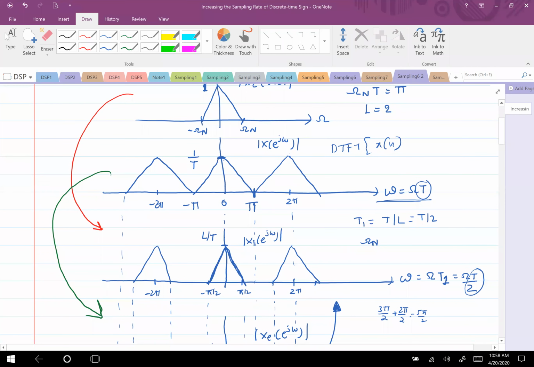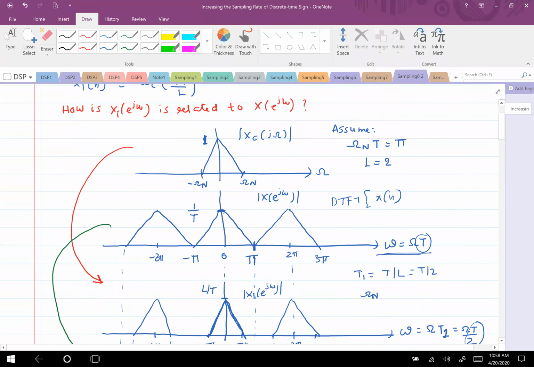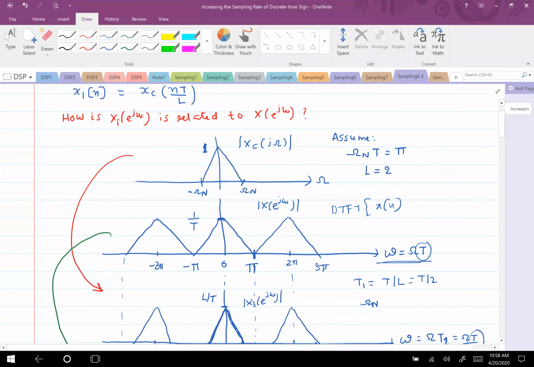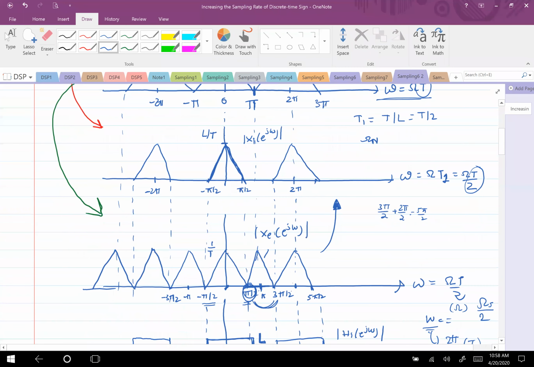But the moment you expand the signal, you are not only having a copy from minus pi by 2 to plus pi by 2, but the copy which is there from pi to 3 pi is now sitting from pi by 2 to 3 pi by 2. So to get the same effect that you get by directly upsampling by a time duration of T by 2, you should just retain this copy and ignore the other copies, making them 0.